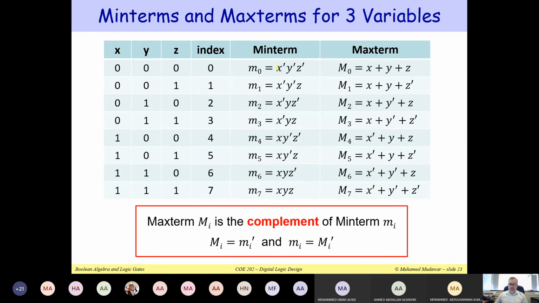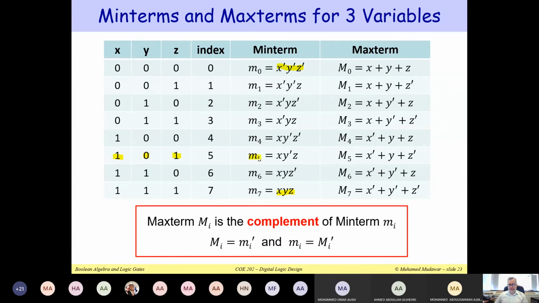Notice that minterm sub 0 is x prime, y prime, z prime. And finally, x7 here will be x, y, z. Now take anything here, for example, let us take the index 5. Index 5 is 1, 0, 1 in binary. So x is equal to 1, y equal to 0, and z is equal to 1.